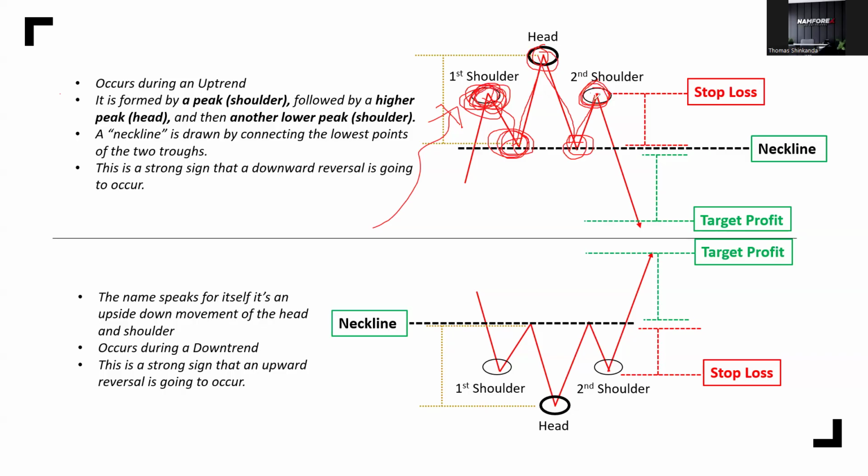Now we have three resistances. These two are at the same level. This one is in the middle, a bit up. Now, this is the first shoulder. This is the second shoulder. If the market happens to come and pass here, meaning it passes the neckline, then you take your sell position. You pull the trigger, setting the stop loss on top of the second shoulder. Then you have your target there of 1 to 2 risk to reward ratio.